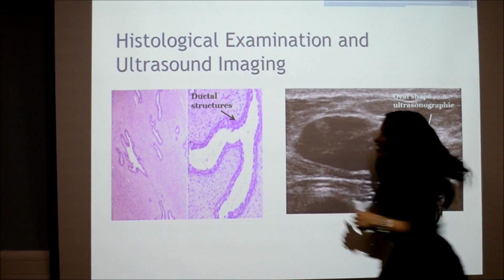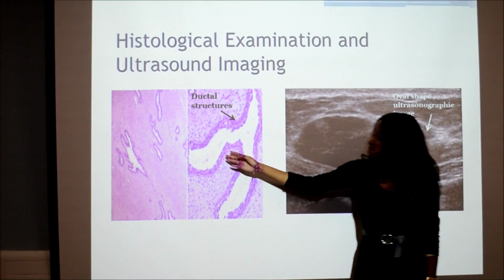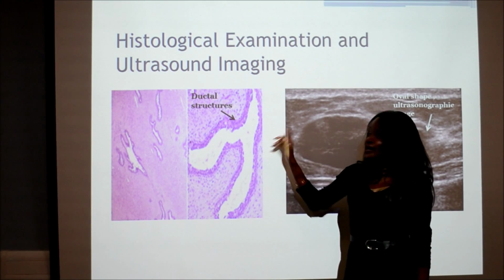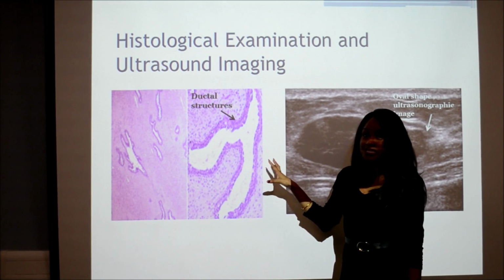The image here shows the ductal structure, which is embedded with the fibrostroma and lined with epithelium and fibroblastic stroma.